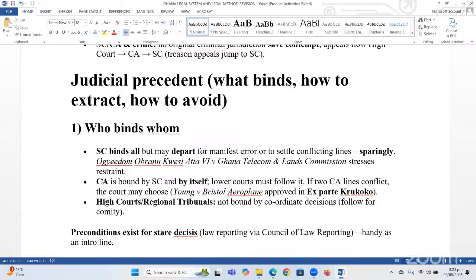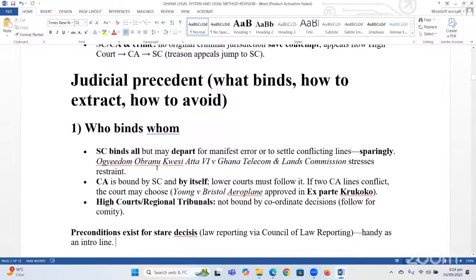Even the Supreme Court, if there's a matter before it and there's no Supreme Court decision and no Court of Appeal decision, but there's a High Court decision, if it's a good decision, the Supreme Court can adopt it and approve it and follow it, as it were.